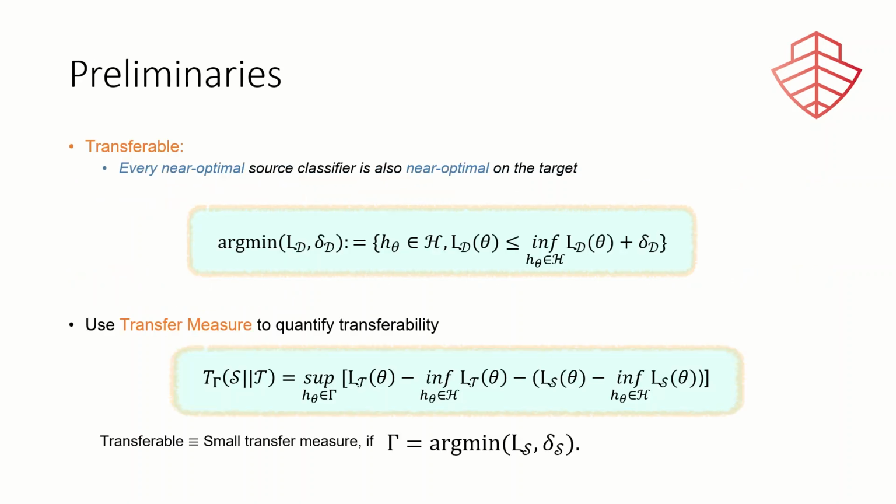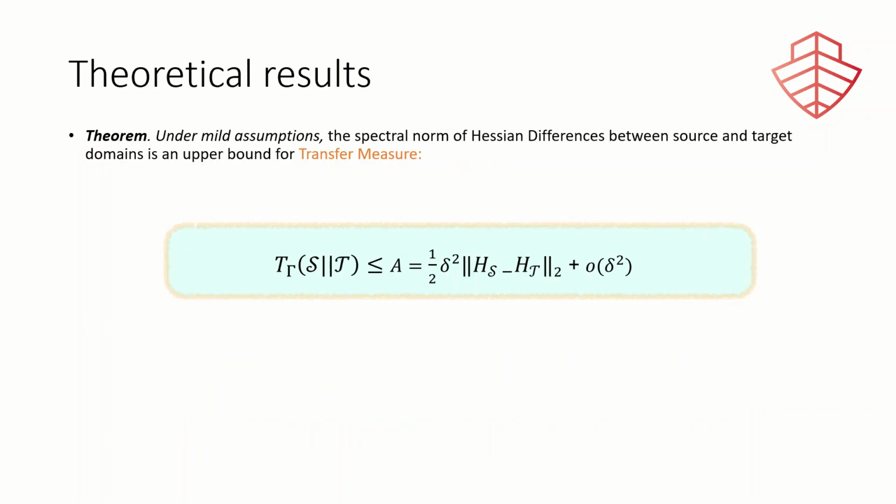So basically, let's start with some preliminaries. Transferability means every near optimal source classifier is also near optimal on the target domain. And the transfer measure to quantify the transferability is basically the worst case of the differences between the excess risk on the target and source domains. Under some mild assumptions, we show that the spectral norm of the Hessian difference between source and target domain is an upper bound for the transfer measure.